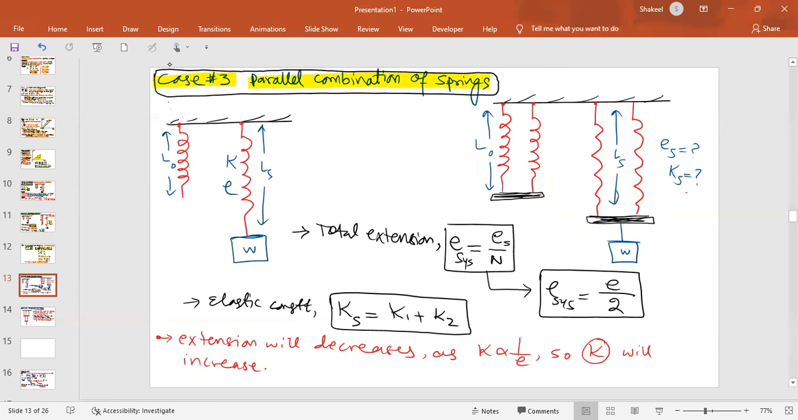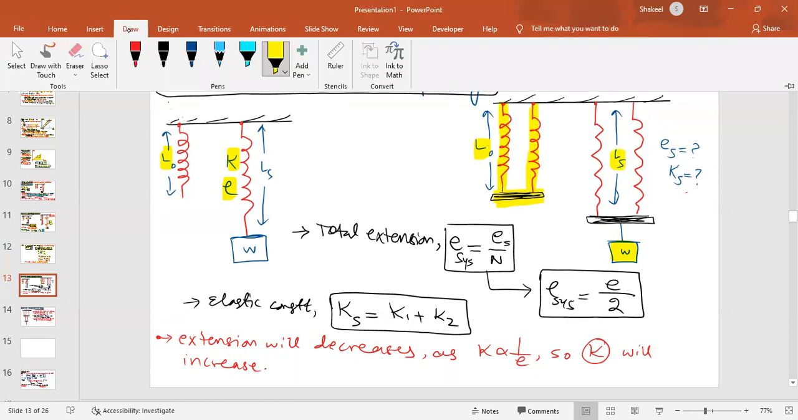This time you're going to deploy both the springs in parallel. Let's say this is the single spring system with extension E and spring constant K, and you mounted the two springs parallel to each other, and there is some rod beneath it. Okay, the original length is L0. So you inserted the same load with them. So this load actually pulls the spring to a new length of LS.